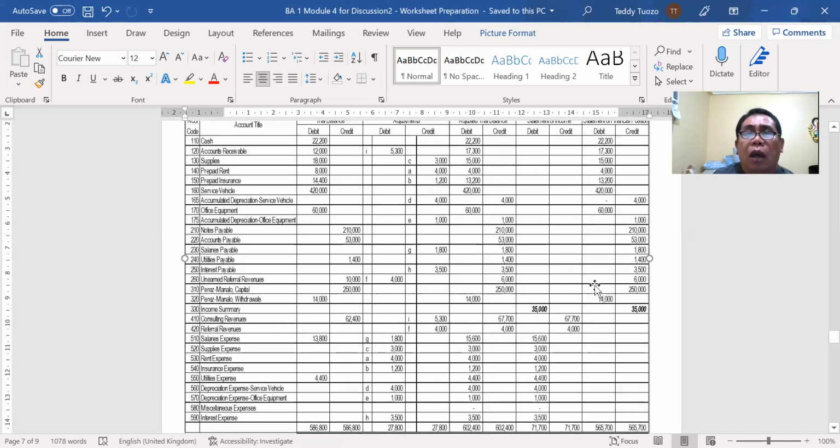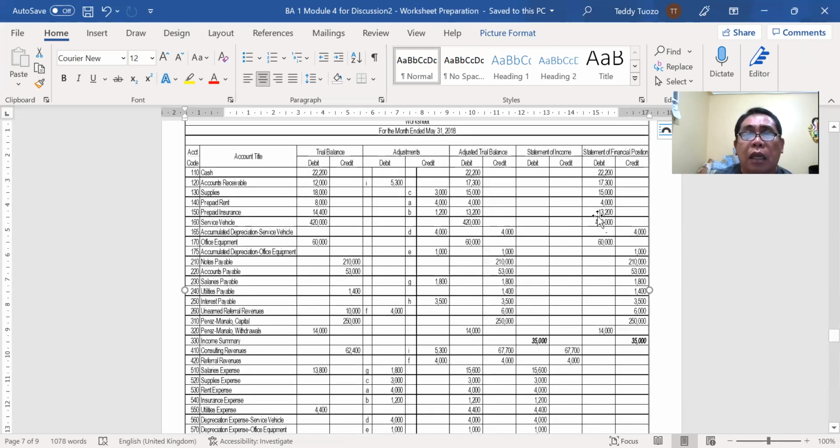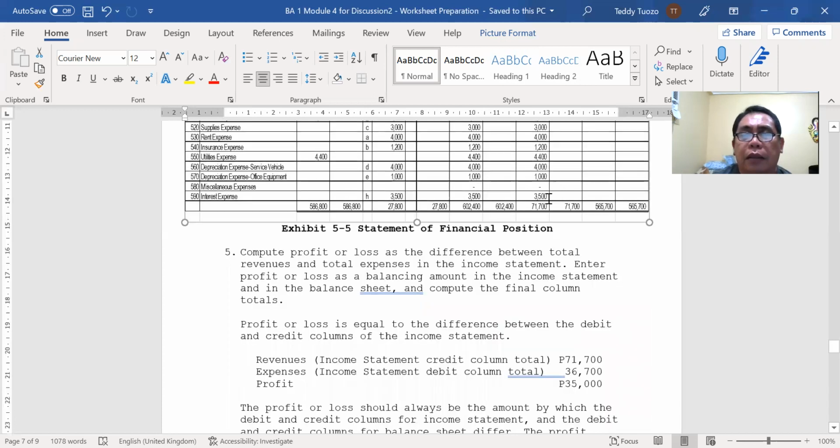So, on the preparation of the statement of financial position or financial statements, remember, we have 5 basic financial statements, but for purposes of discussion in Accounting 1, we would only be discussing the statement of income, the statement of financial position, and the statement of changes in equity. Although I will be discussing a little bit of the statement of cash flows. So that's it.